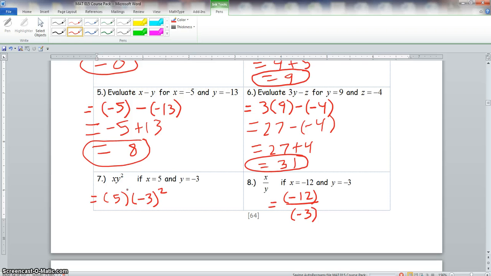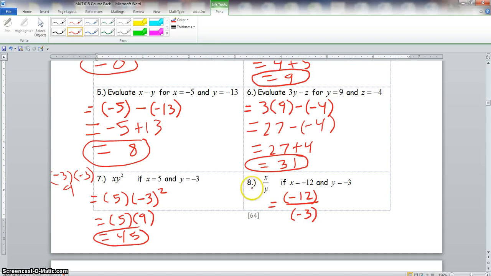We would take this -3, because we have multiplication and exponents, because we cannot do anything with these parentheses. So we know we do the exponent. Parenthesis negative 3 squared, we know that's the same as negative 3 times negative 3, which will give us positive 9. So we know we will have parenthesis 5 times positive 9. 5 times 9 will give us a positive 45.